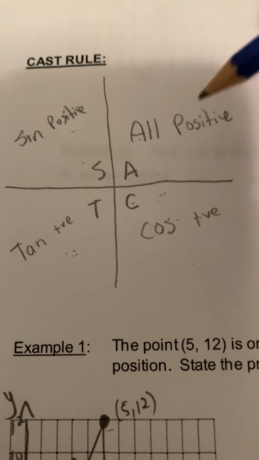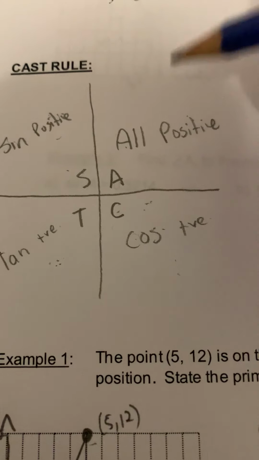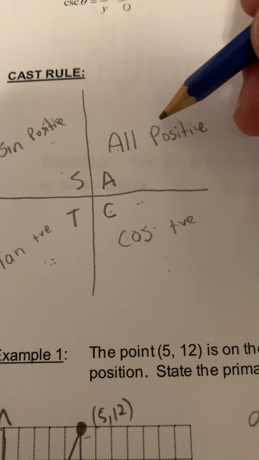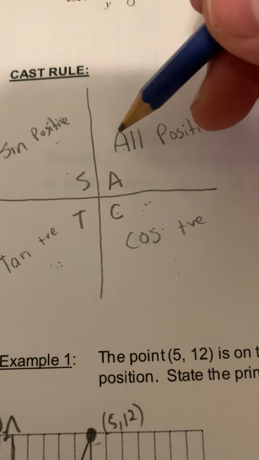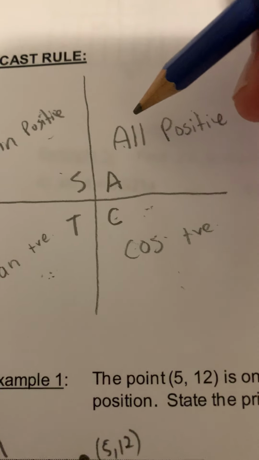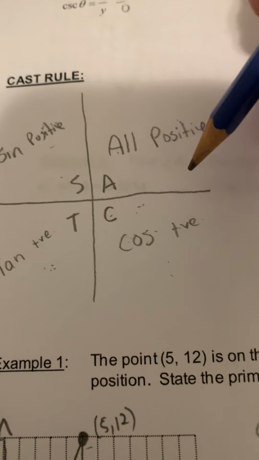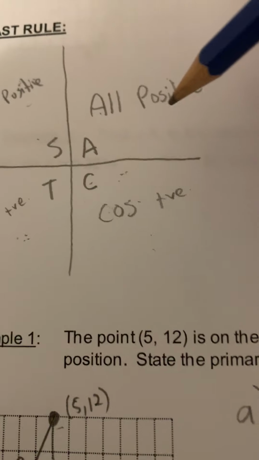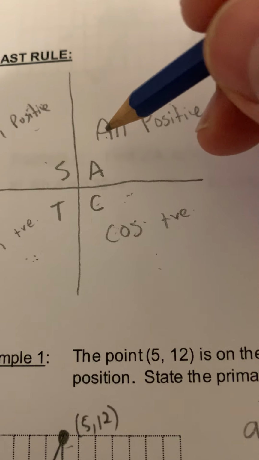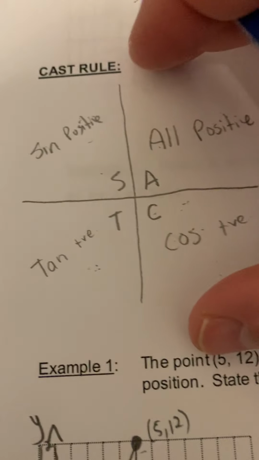So what I wanted you to do was to plug a value between 0 and 90 into your calculator for sine, cos, and tan. So if you did sine 45, cos 45, and tan 45, you notice that all your answers were positive.